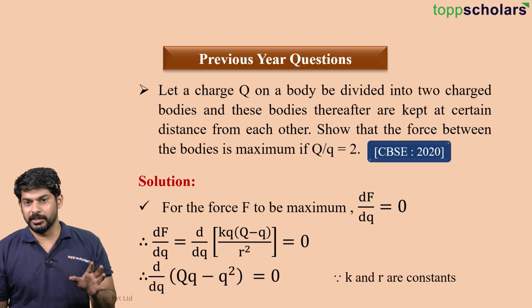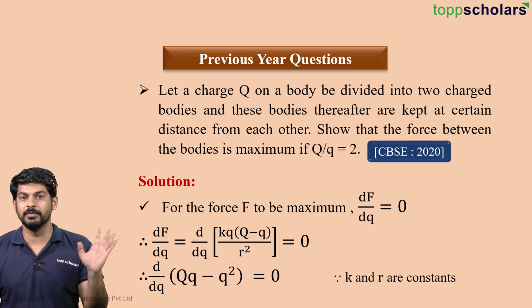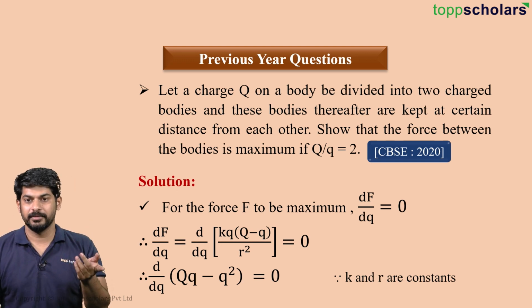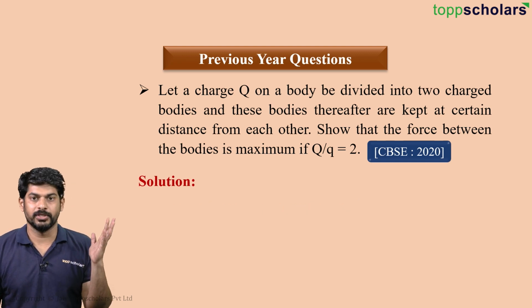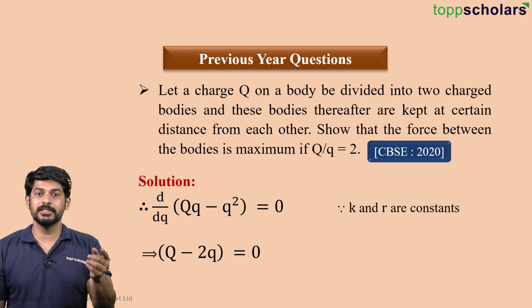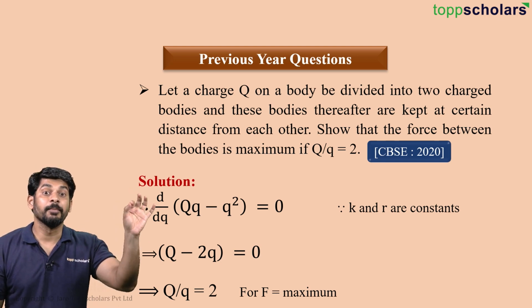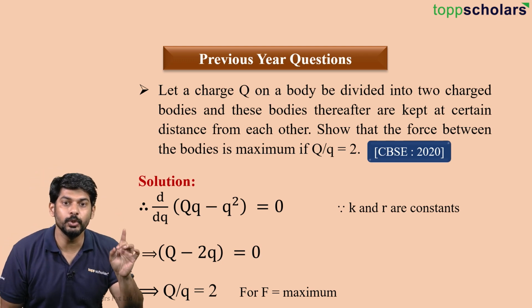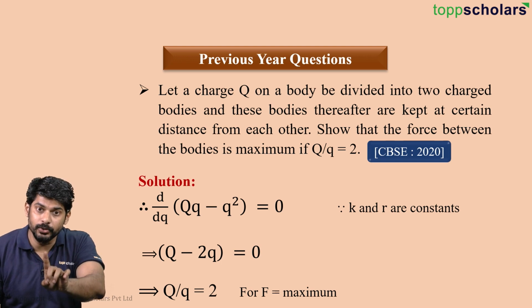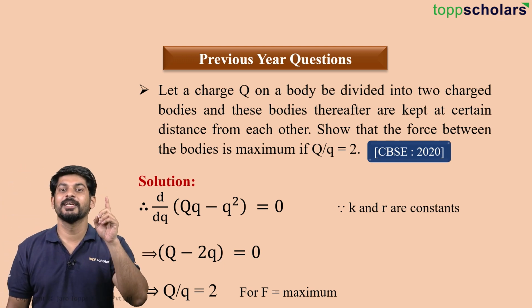Over here we can take out K and r squared, since K and r are constants, and what remains is just q into (Q minus q). Now if we differentiate this expression, what we get is Q minus 2q equal to 0, and finally after we solve this we get capital Q upon small q is equal to 2. That means whenever capital Q upon small q is equal to 2, the force will be maximum, and basically that's our solution for this problem.